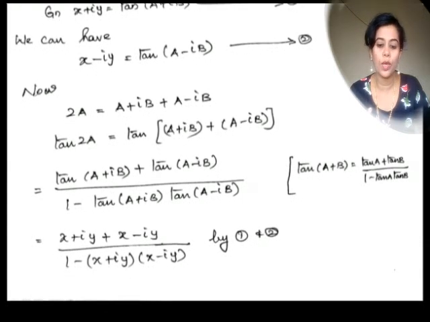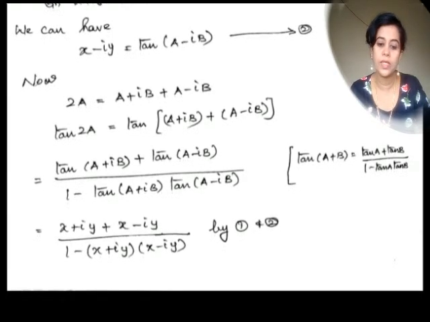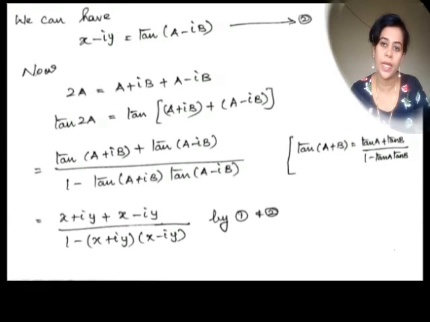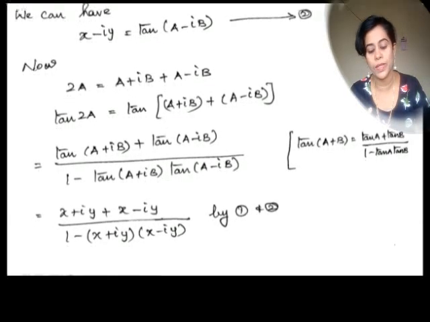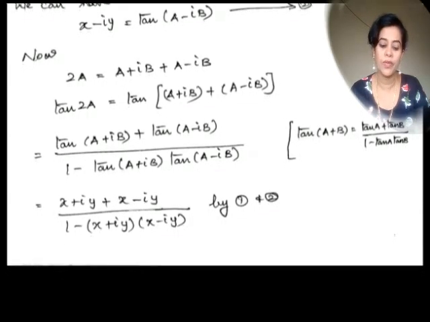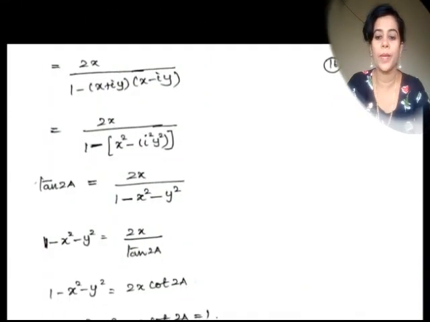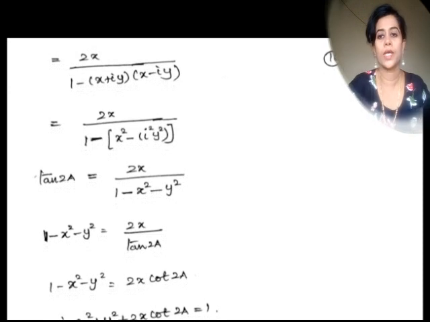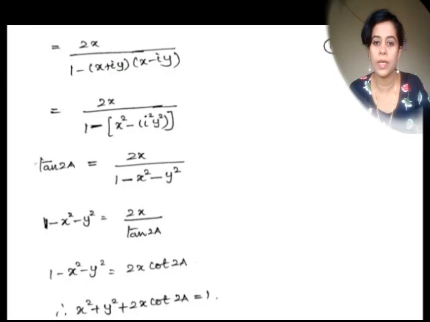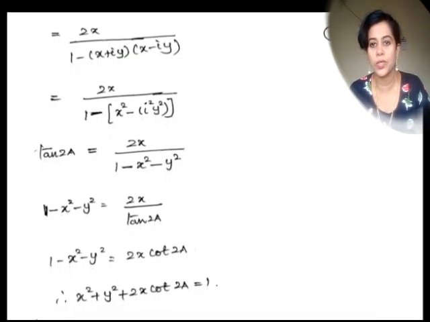And substituting these values, in the given condition tan of a plus ib is equal to x plus iy and tan of a minus ib is equal to x minus iy. Substituting by 1 and 2, we are getting x plus iy plus x minus iy divided by 1 minus of x plus iy into x minus iy. Simplifying, minus iy plus iy gets cancelled. It is 2x divided by 1 minus of x plus iy into x minus iy. So this will be the denominator; the two terms are of the form a plus b into a minus b, which is a square minus b square.